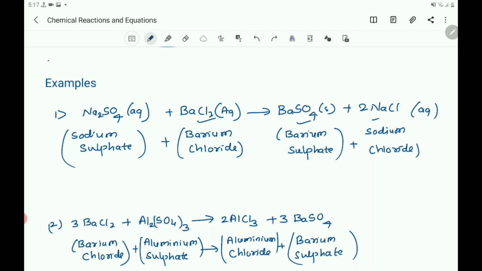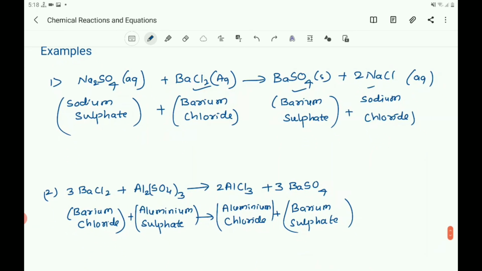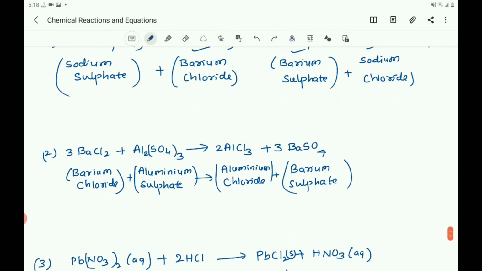See here, Na2 and Cl2 combine to form 2NaCl, and Ba and SO4 combine. Here exchange of ions takes place, and you will get two different compounds. That is the chemical double displacement.